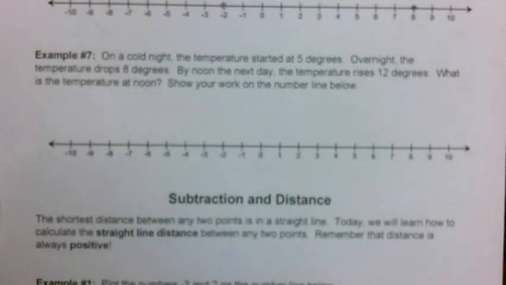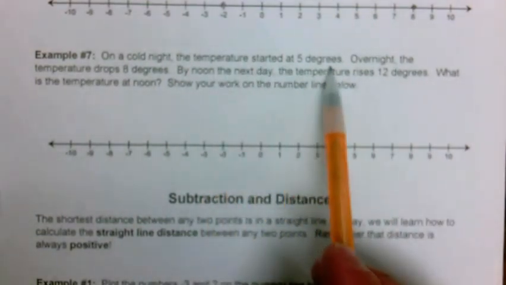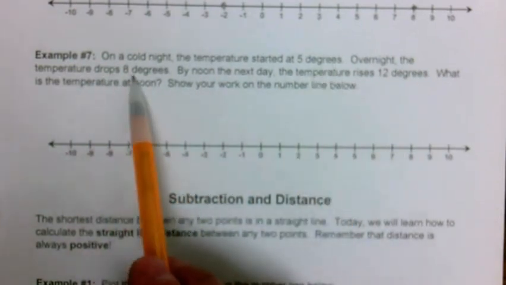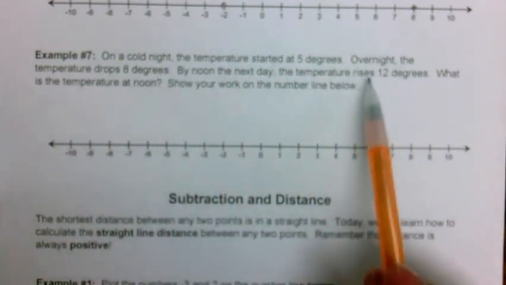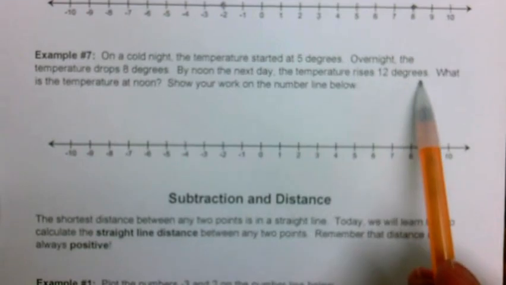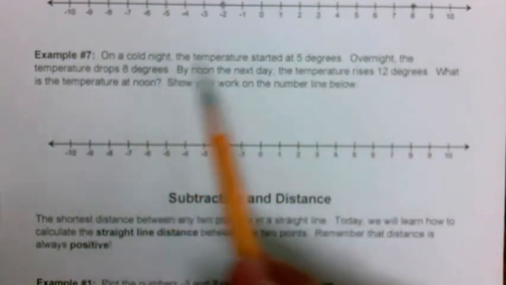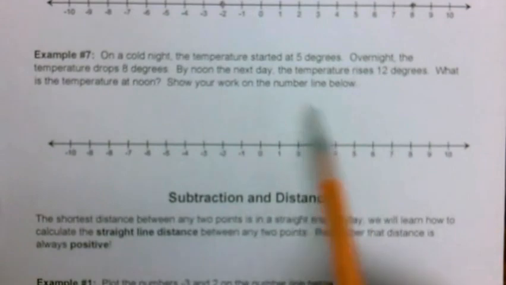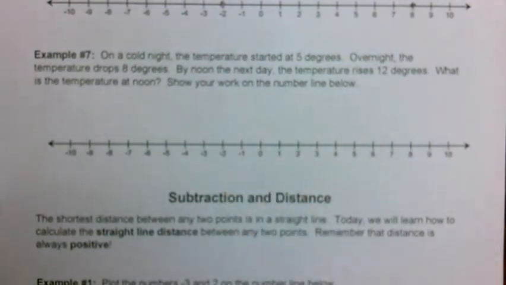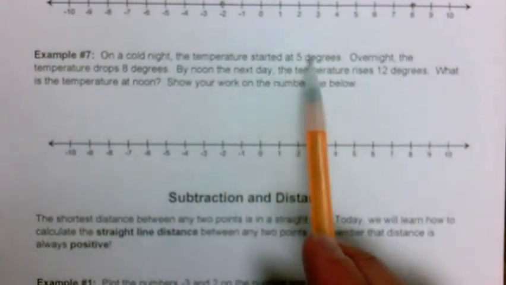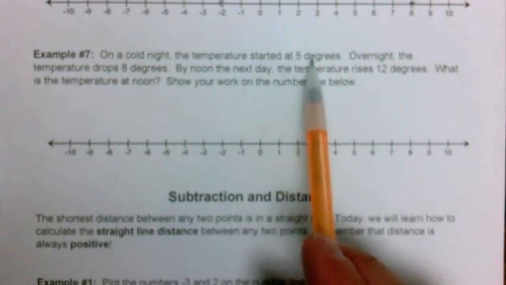All right, so they reference 3 different things in this example. We have our starting temperature, we have a decrease of 8 degrees, and we have an increase of 12 degrees. Since I have those 3 different items here, I'm going to draw 3 different vectors on this number line. Let's go with the starting temperature first. I have to start at 5 degrees.